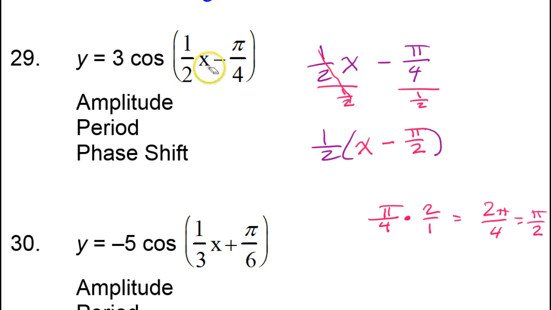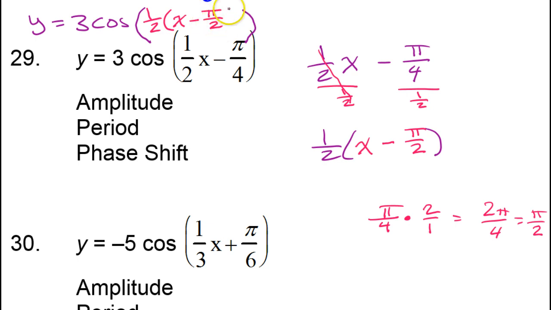Okay, so I'm going to just rewrite this equation using this form. So that means I have y equals 3 cosine. Okay, but now on the inside of here, I'm going to put this. So on the inside of here, I have 1/2 parentheses x minus pi over 2. So x minus pi over 2. Okay, and this is the form we must use to judge the phase shift.